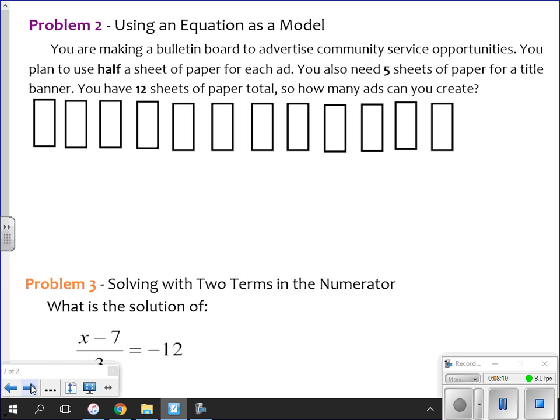So, to set this up and do this algebraically. Now, I know many of you can probably figure out ways to do this without setting up an algebraic equation. But we want to do that to model it, but we'll talk about other possibilities as well. Okay?